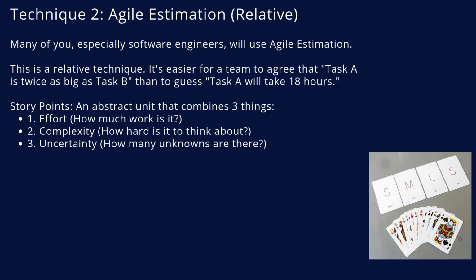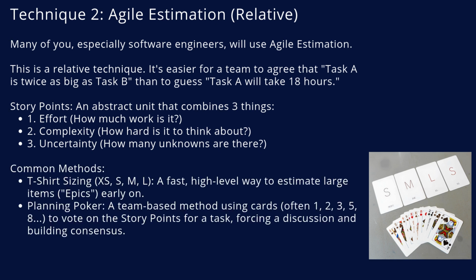That's where story points come in. A story point is an abstract number that combines not just the effort, work, but also the complexity, brain power, and the uncertainty, risk. A 5-point story is roughly bigger than a 3-point story. You'll see this done with techniques like t-shirt sizing, XS, S, M, L, to get a quick feel for large items, especially early in a project. Or you'll use planning poker, where the whole team uses cards to vote on the story points. This forces a discussion and leverages the entire team's expertise to move down that cone of uncertainty together.